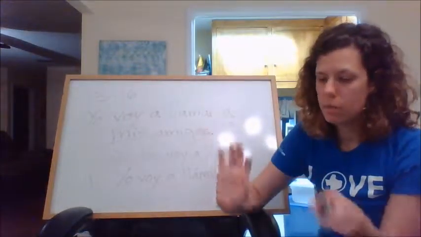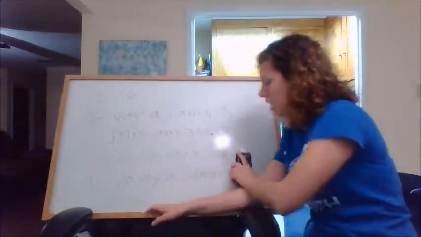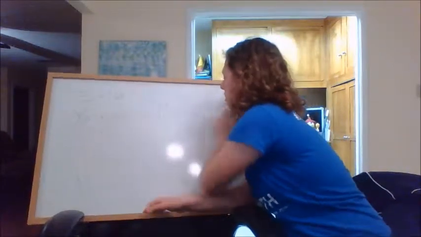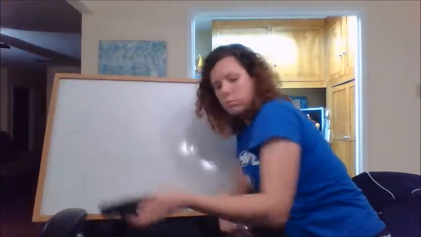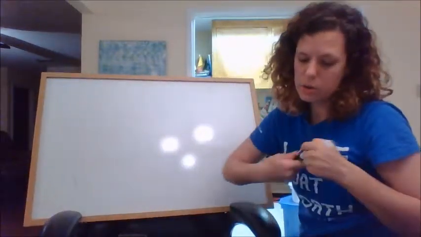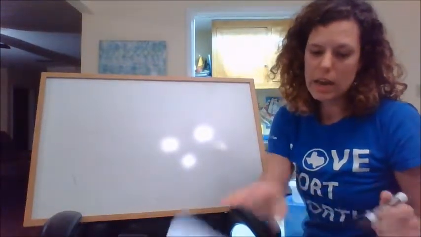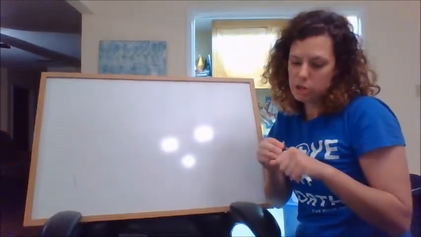I'm not going to do any more examples on that one. I'm trying to do this real fast. All right, 17 through 20 is indirect object pronouns.